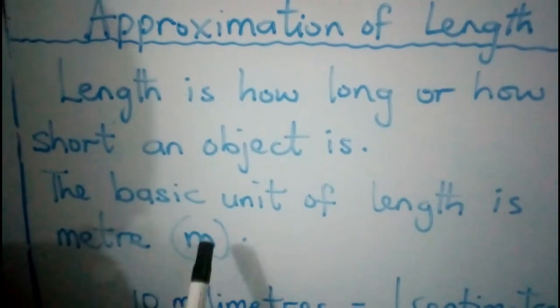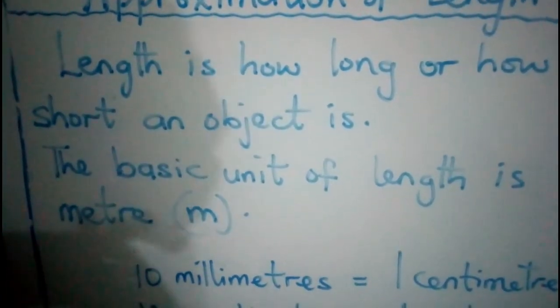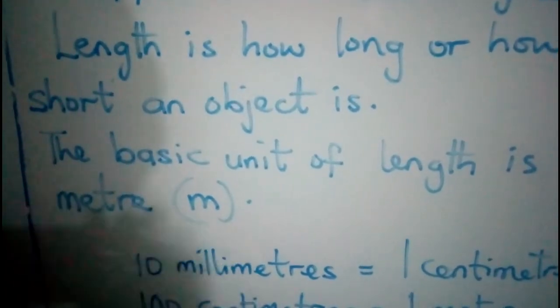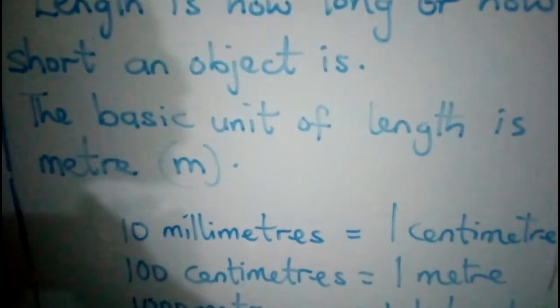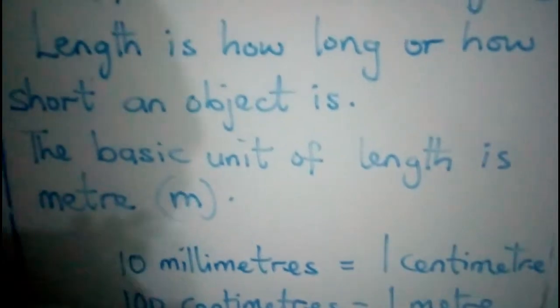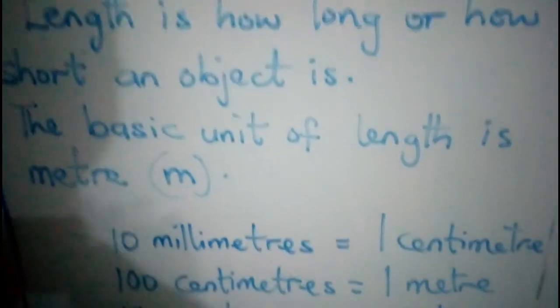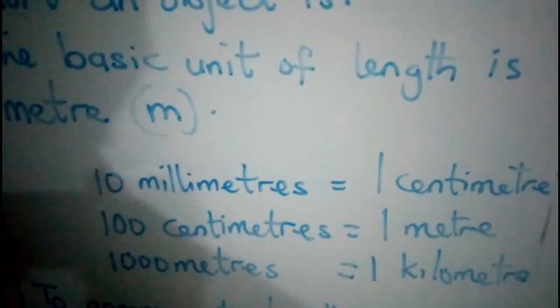Now, the basic unit of length is what? Meter. The basic unit of length is what? Meter, which is denoted with what? Letter M. M stands for meter. And there are other units of length, such as centimeters, kilometers, millimeters. But the basic unit, take note, of length is what? Meters.